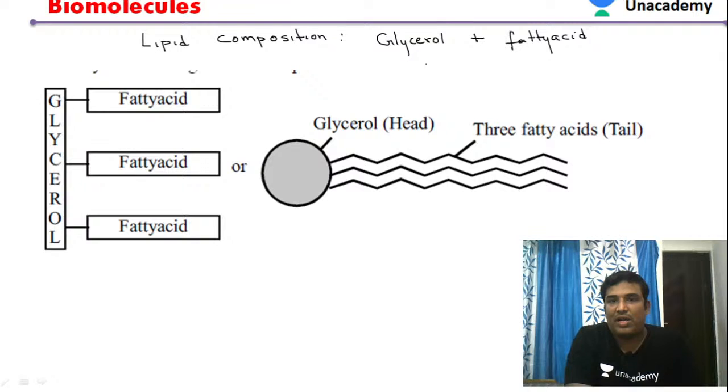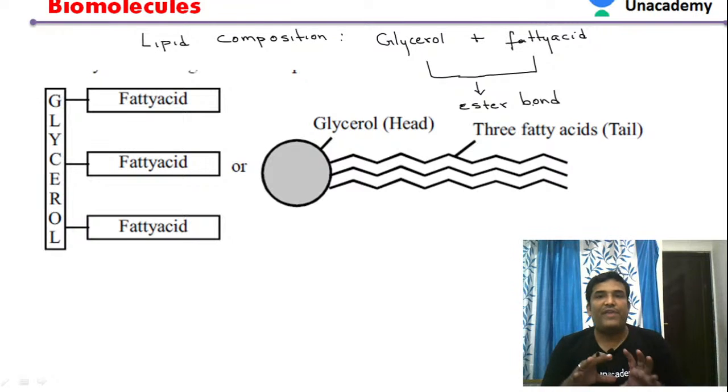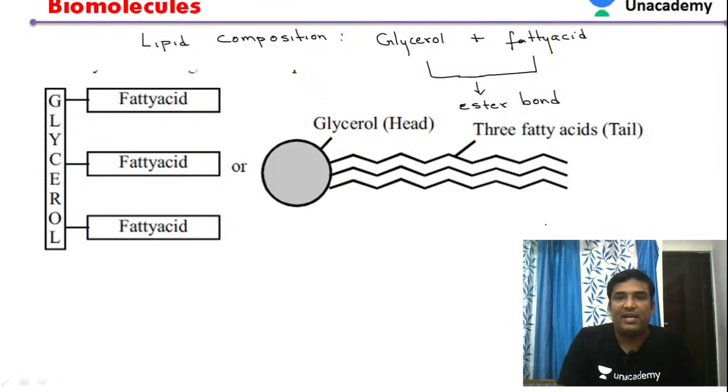Glycerol and fatty acid are joined by a specific bond. The type of bond is called an ester bond. So what is a lipid composed of? It is composed of glycerol plus fatty acid, both joined by a specific bond, and that bond is called an ester bond.